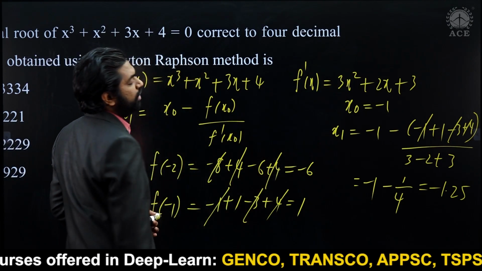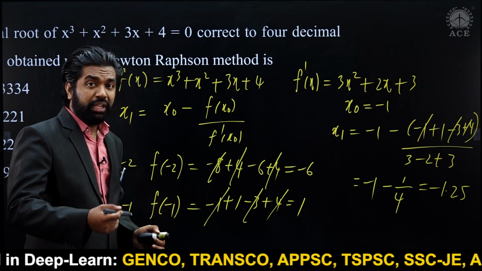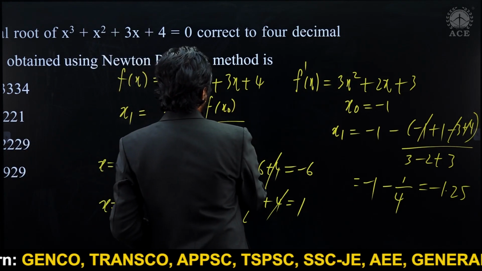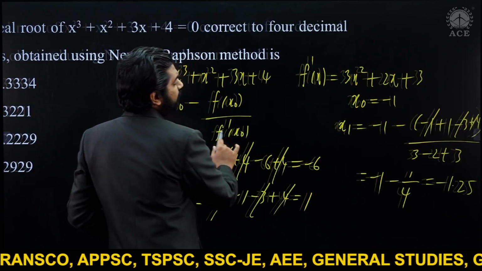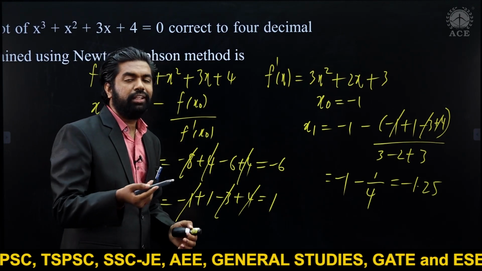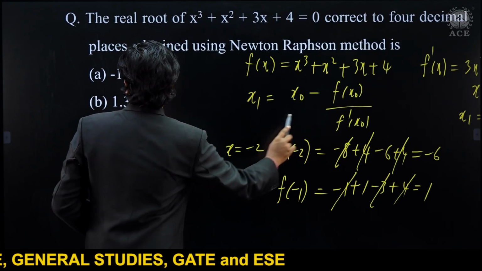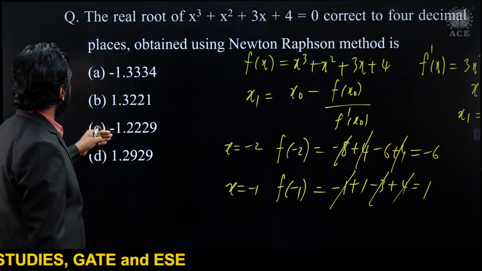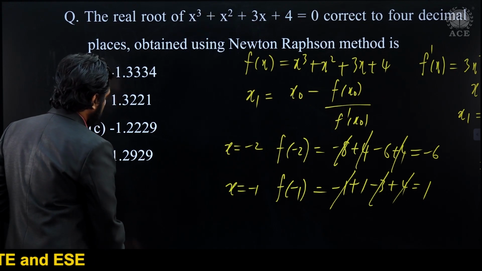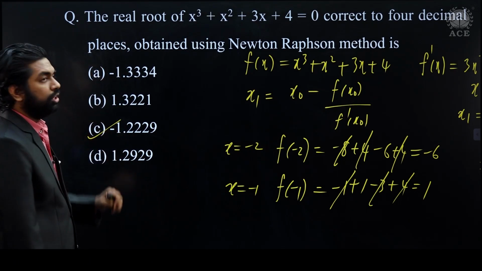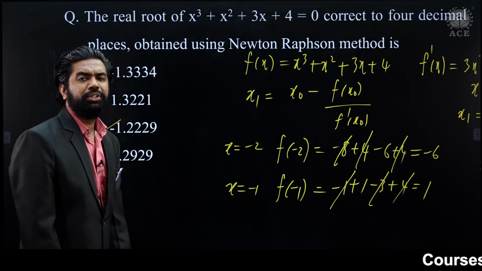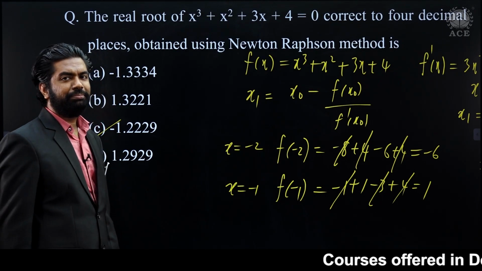Just by x1 you can't decide the answer, you have to find x2, x3. We know that the Newton-Raphson method converges quickly, so I suggest you find x2 and then make a comment on this. I have calculated this. It turns out that the answer for this problem is option C. Let's go to the next problem.